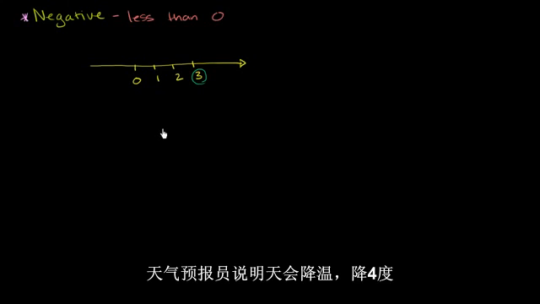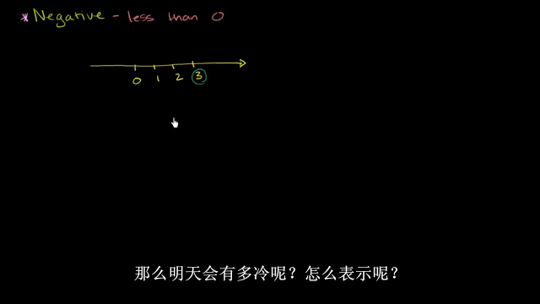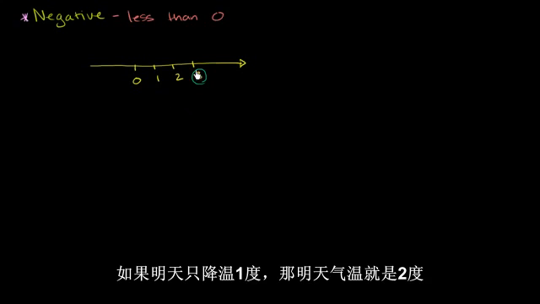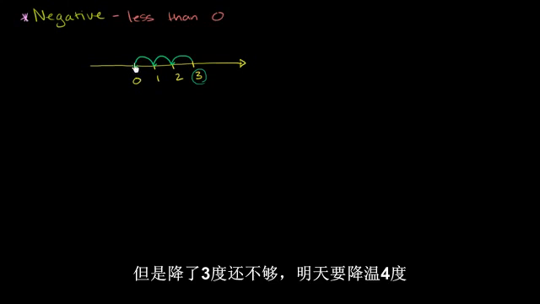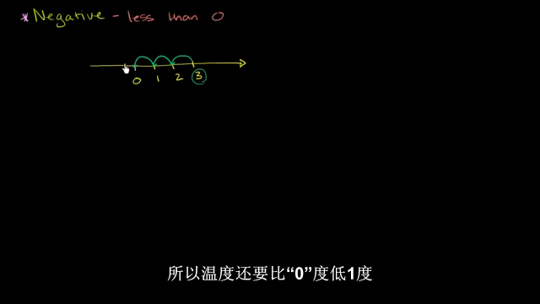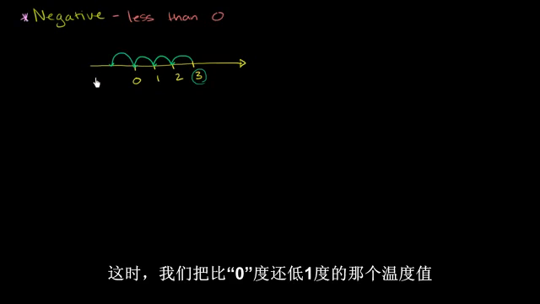And someone who predicts the future tells you that it is going to get 4 degrees colder the next day. So how cold will it be? How can you represent that coldness? Well, if it only got 1 degree colder, we would be at 2 degrees. If we got 2 degrees colder, we would be at 1 degree. If we got 3 degrees colder, we would be at 0. But 3 isn't enough. We have to get 4 degrees colder. So we have to go one more below 0, and that 1 below 0, we call -1.